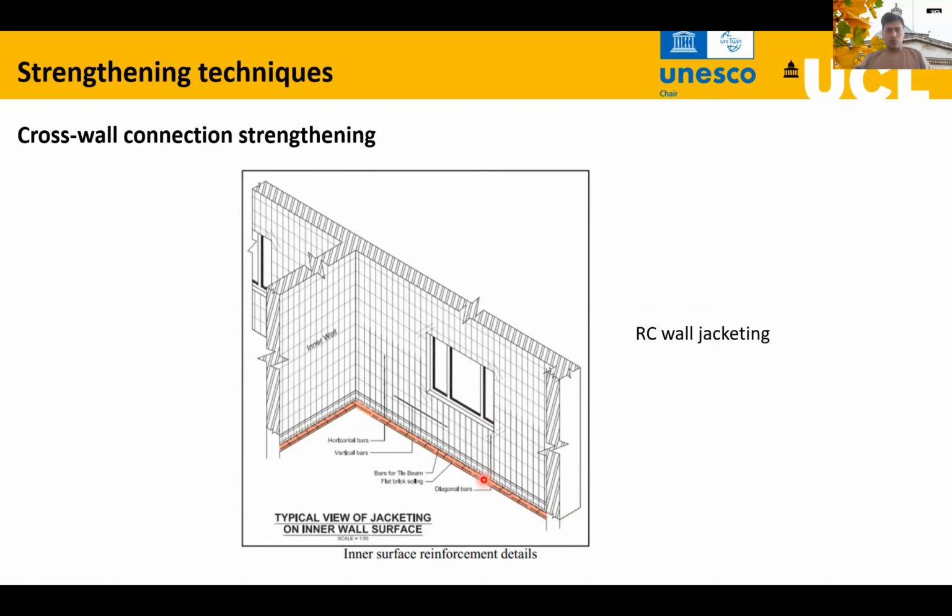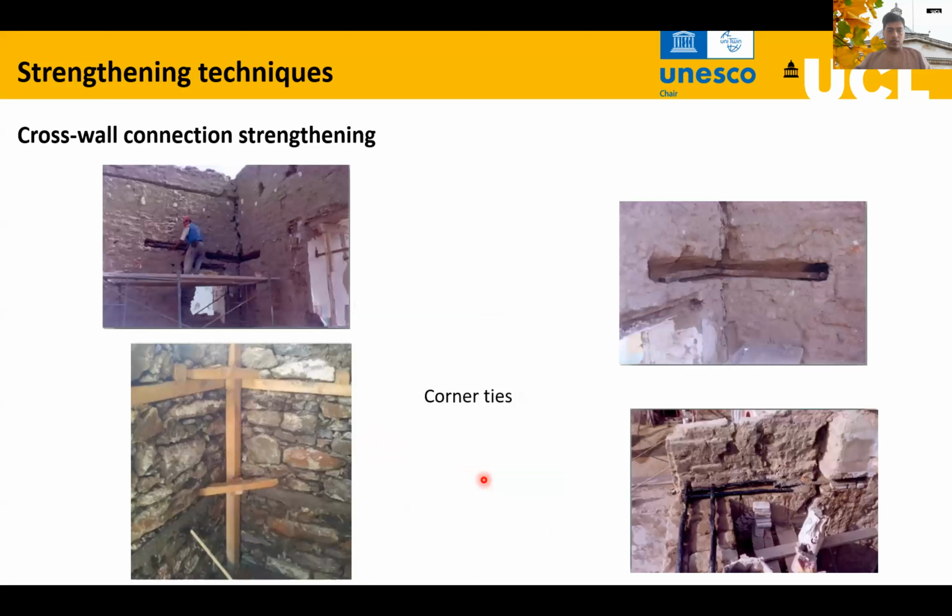Again, at crosswall connection, we can use the same ferro cement, the RC wall jacketing technique at the crosswall. So it binds all the walls together. And this is also, again, on both sides of the wall and interconnected through the masonry at certain intervals.